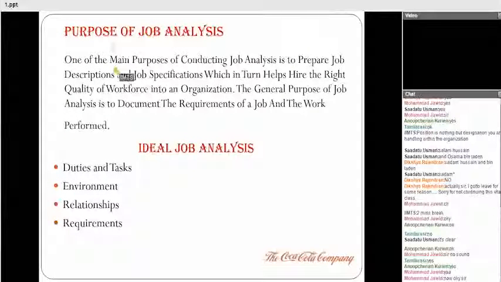The purpose of job analysis: one of the main purposes of conducting job analysis is to prepare job descriptions and job specifications, which in turn help hire the right quality of workforce in an organization. The general purpose of job analysis is to document the requirements of a job and the work performed. What is the ideal job analysis? Duties and tasks, environment, relationships and requirements.